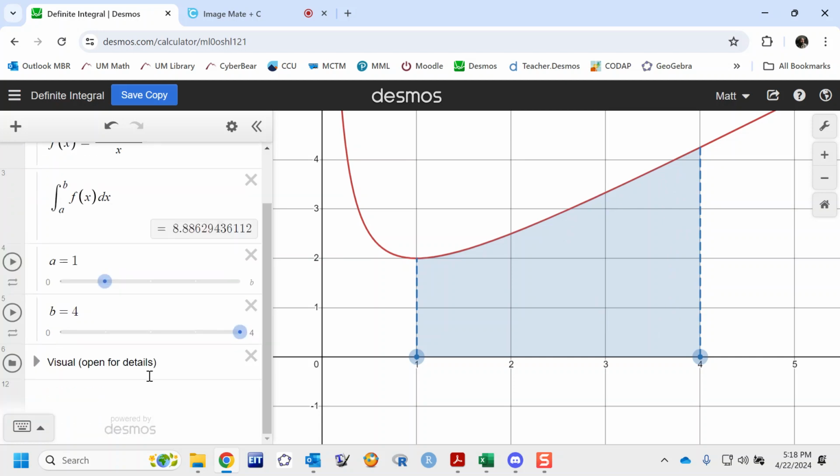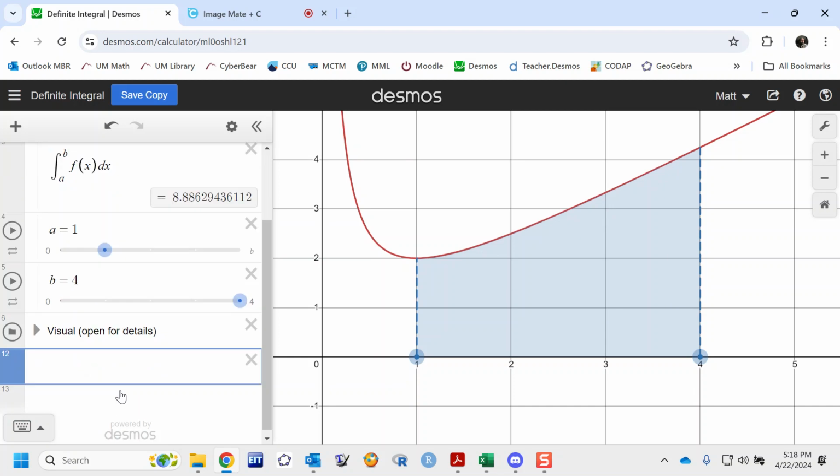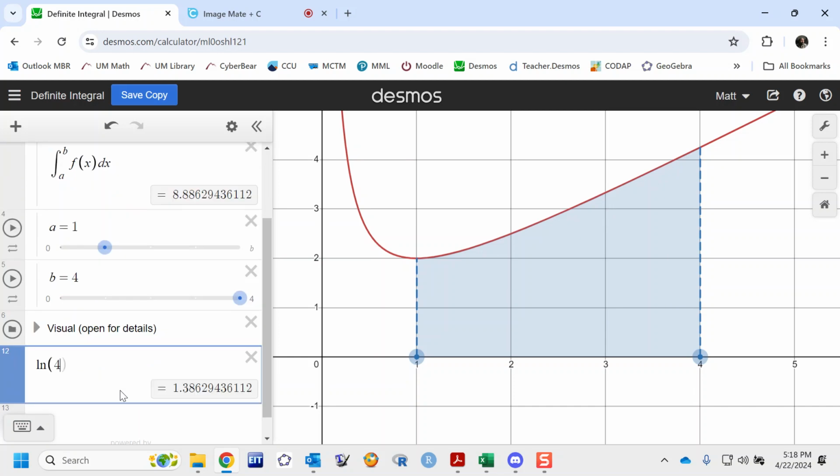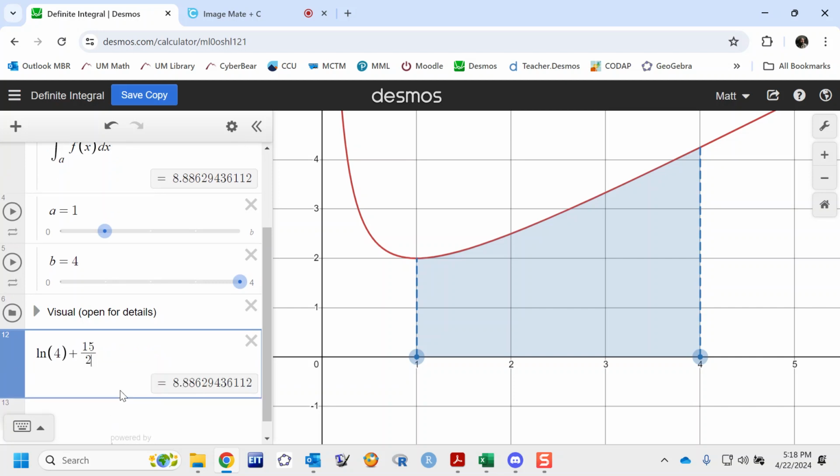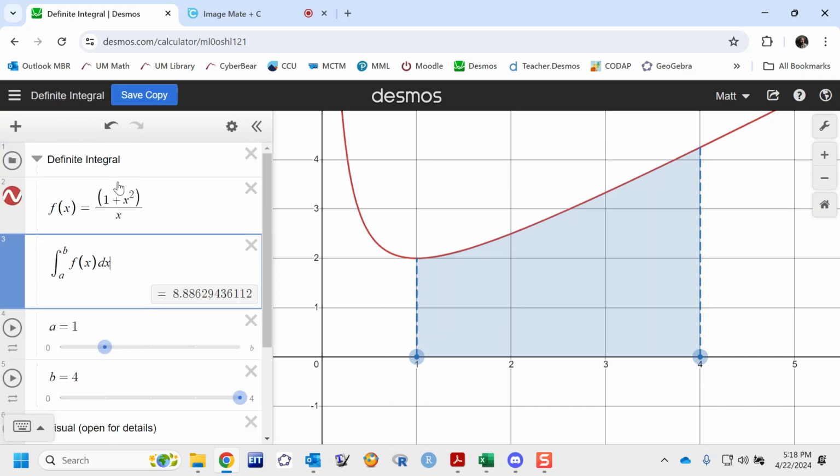To see if we have the right answer, I guess we can plug in the natural log of 4 and add to that 15 halves. And indeed, we get the exact same number as the one that the calculator is getting using Riemann sums. And so pretty neat. You can definitely find the area of even complicated shapes like this function, the area under its curve.